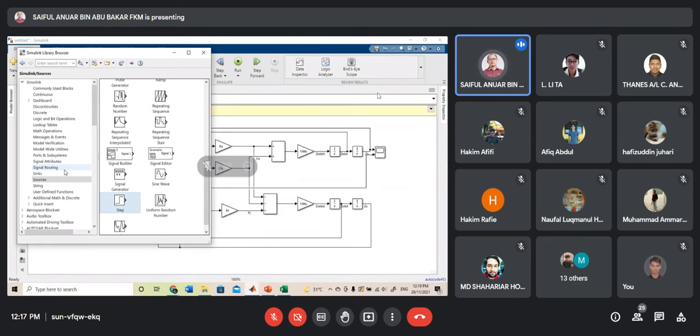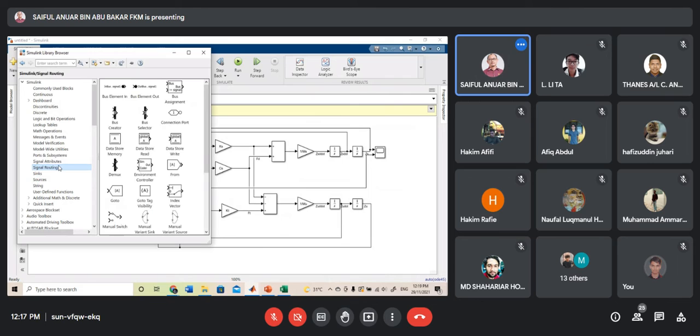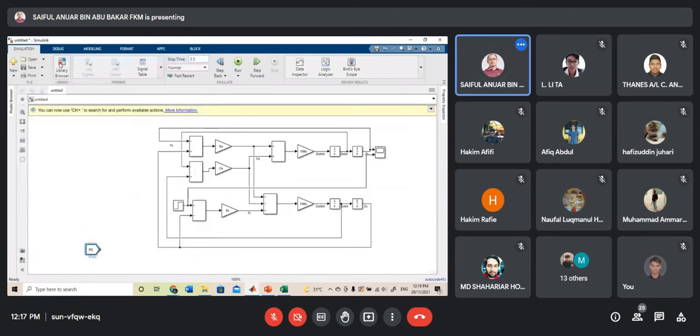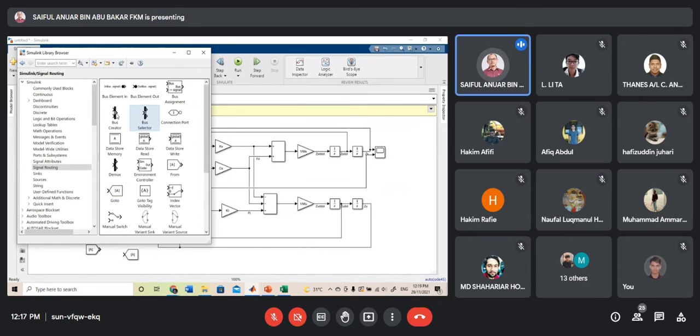Either we can use go to tag. Contoh saya buat signal routing, kita pakai go to tag, from, go to, bus filter and bus selector. Ini saya akan pakai dua ni lah, bus filter for proper signal management. Ini saya tak letak lagi lah dalam ni. Kalau letak ni tak ada input ni, dia akan bagi error. Okay, so saya tunjuk dulu.